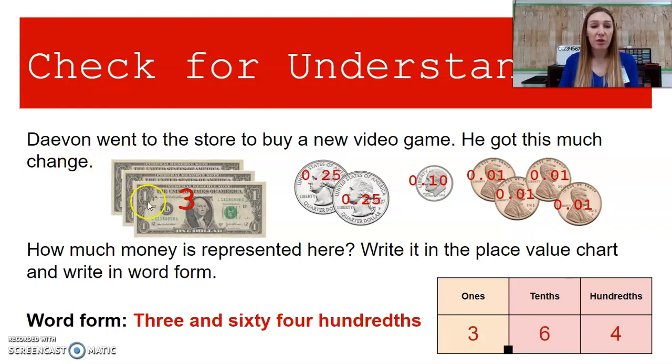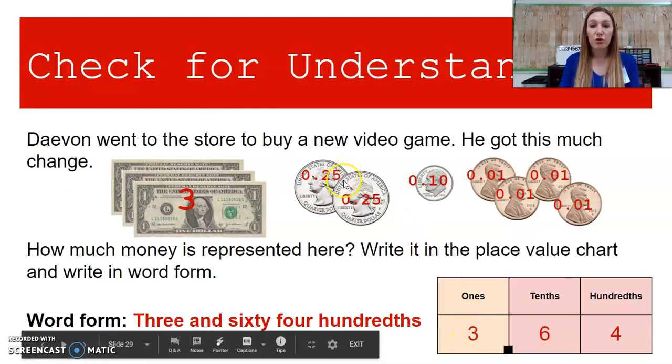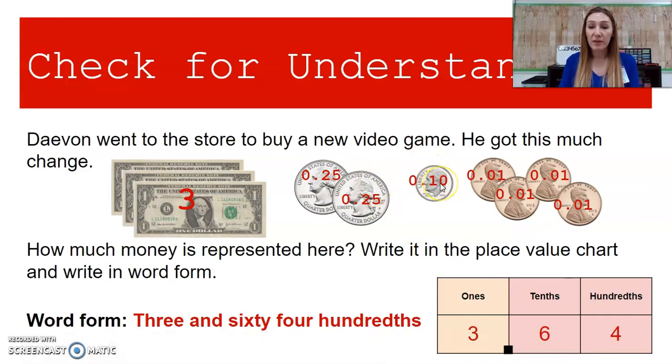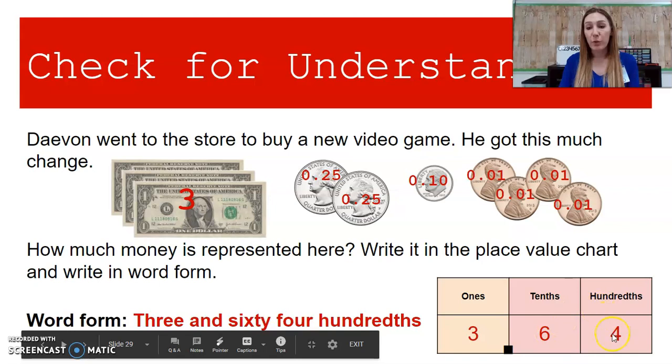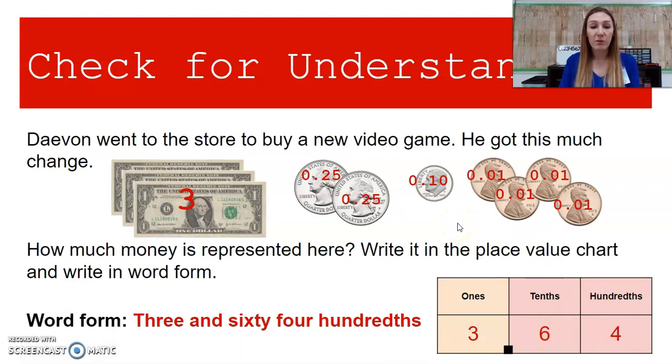So you should have come up with 3 whole dollars. So that means we're going to have a 3 in the ones place, 25 cents and 25 cents. That gives me a total of 50 cents. Plus 1 dime would give me a total of 60 cents. And then 1, 2, 3, 4 for a total of 64 cents. So 64 cents is less than 1 whole dollar. So I'm going to write my 64 hundredths in my place value chart, meaning I have 6 tenths and 4 hundredths. In word form, remember word form, we use letters instead of numbers. We would write 3 and 64 hundredths.